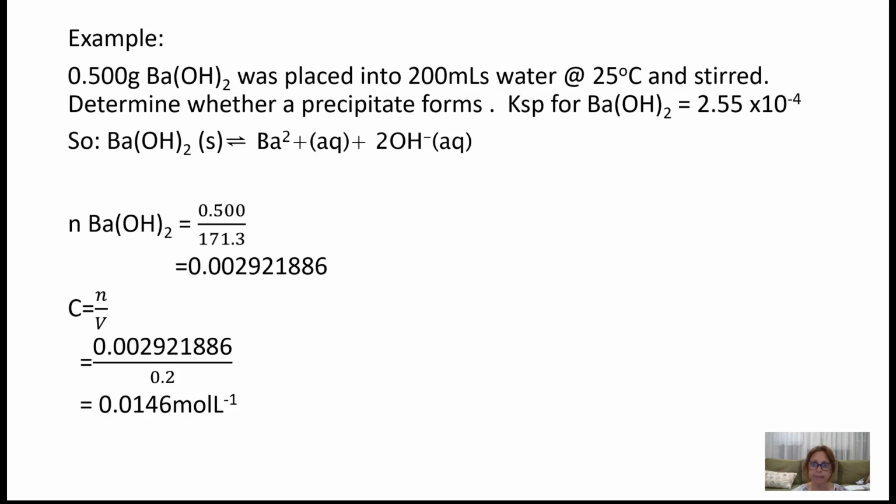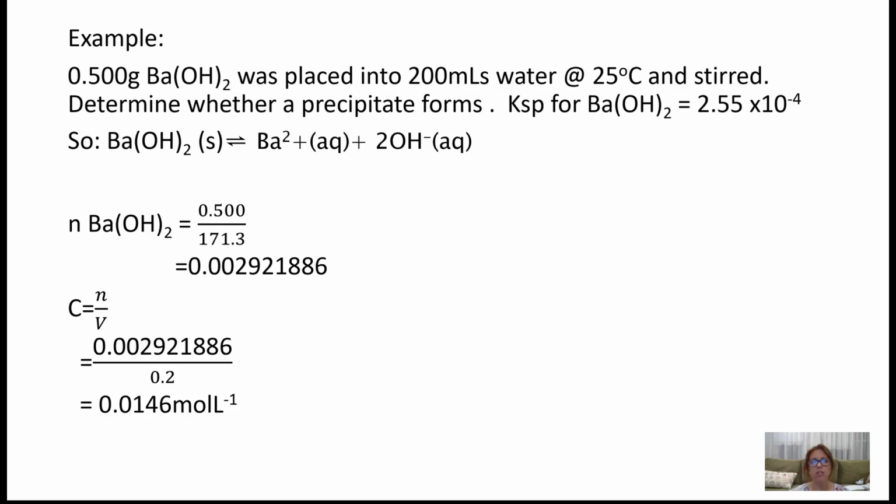And I get 0.0146 moles per litre. Now, as before in our last lesson, there are other ways we can do this. Some of us might prefer to divide, first of all, by 0.2, which is converting it from grams per 200 mL to grams per litre, and then doing the calculation with the moles. Whichever way you choose to do it is totally fine. Just make sure you stick to the one way so that you're not confusing yourself. So we've got the concentration there of our barium hydroxide.